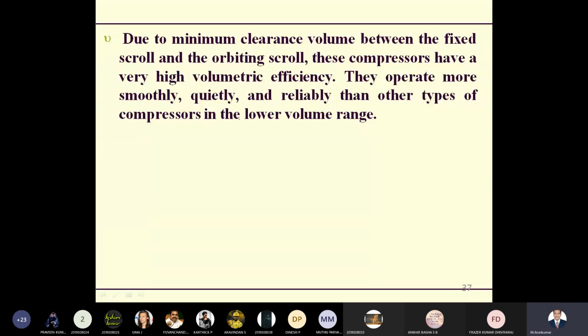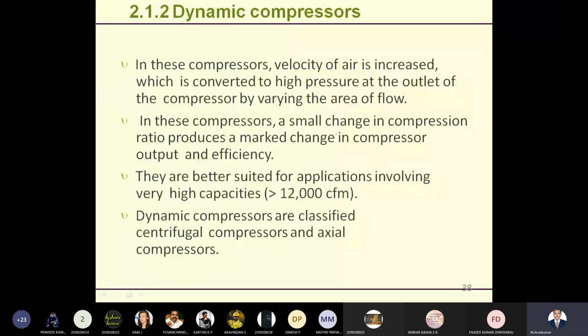Again, we have the disadvantage: only a lower volume range can be used with this compressor. Right. So then we can look at another type of compressor, that is the dynamic compressor. The other type, other than the reciprocating compressor, is the dynamic compressor.